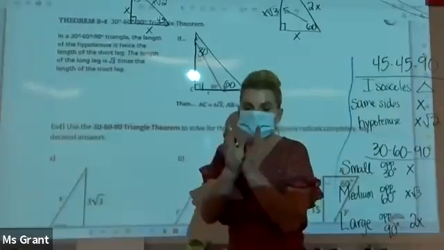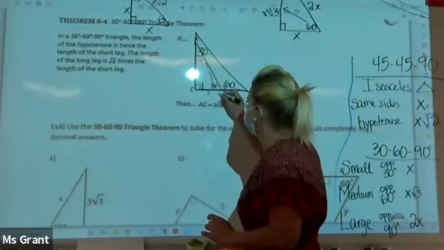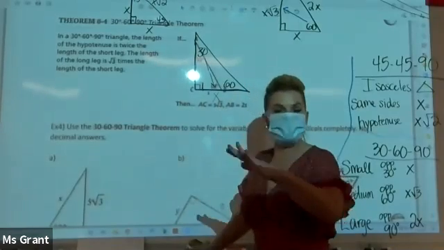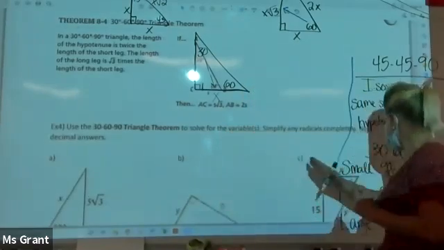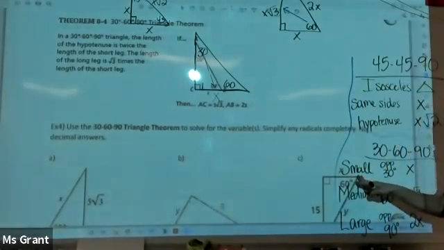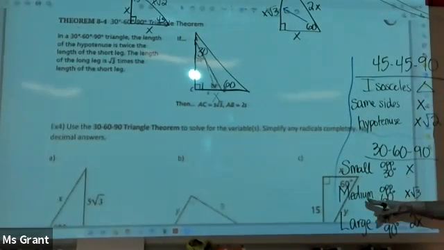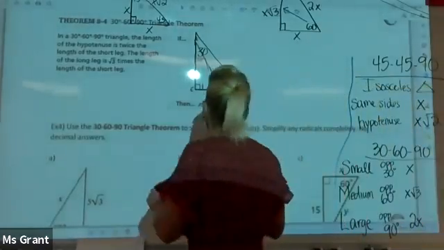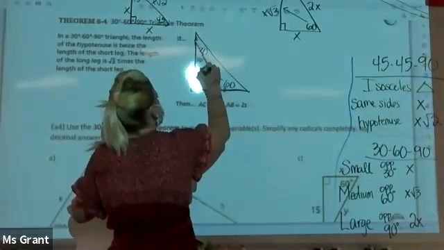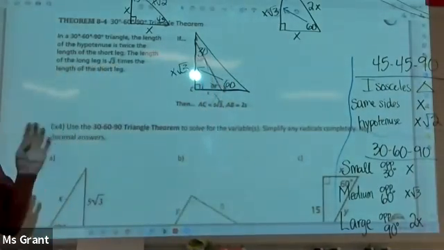The smallest side is opposite the smallest degree. I'm going to call that side X. We're going to base all the others off the smallest side. The small side of a 30, 60, 90 triangle is opposite the 30 degrees and it's called X. The medium length side is opposite the 60 degrees and it's called X rad 3. Opposite the 60 degrees, X radical 3, not rad 2 like last time.